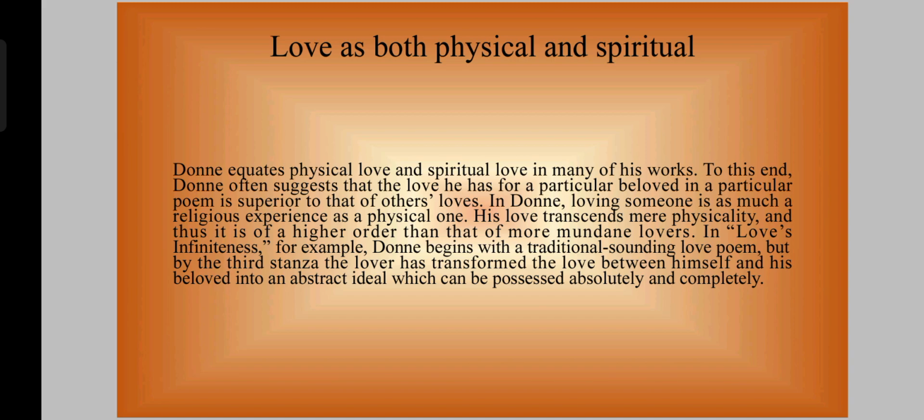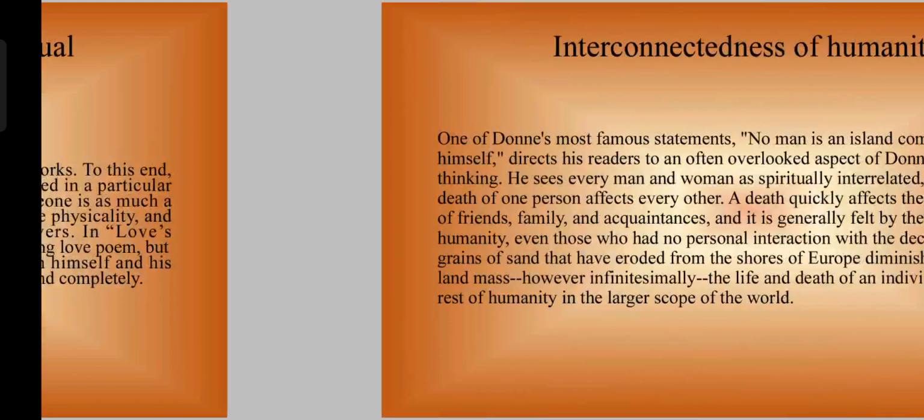In "Love's Infiniteness," for example, Donne begins with a traditional-sounding love poem, but by the third stanza, the lover has transformed the love between himself and his beloved into an abstract ideal which can be possessed absolutely and completely.